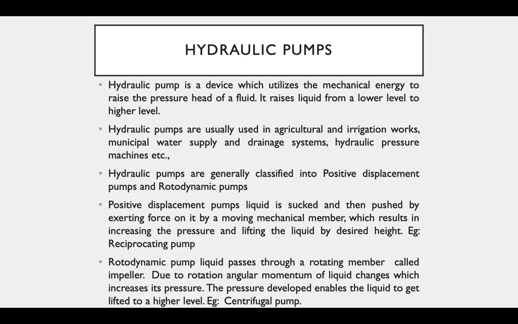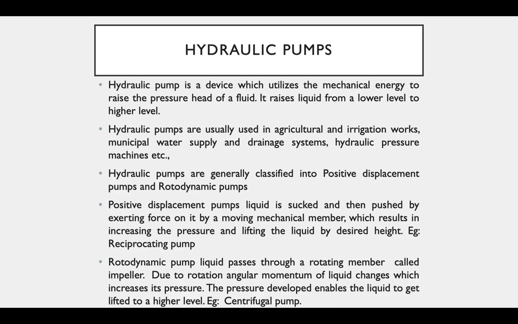So, what is a positive displacement pump? A positive displacement pump takes liquid and pushes it by exerting a force on it by the movement of a mechanical member, which results in increasing the pressure and thereby lifting the fluid to the desired height. Here the mechanical member is usually called a piston. An example of a positive displacement pump is the reciprocating pump.